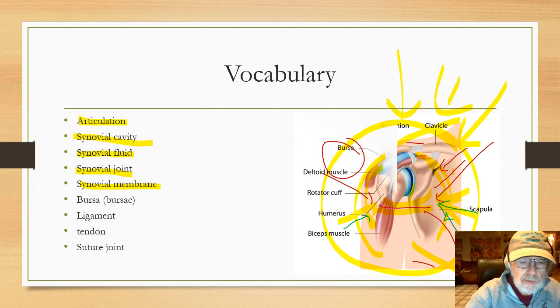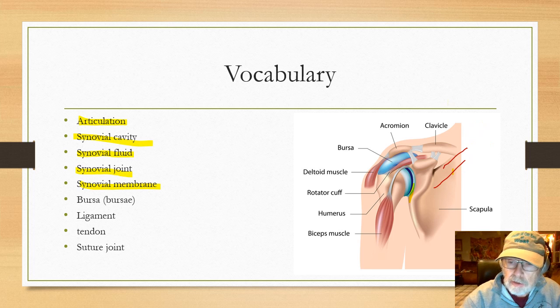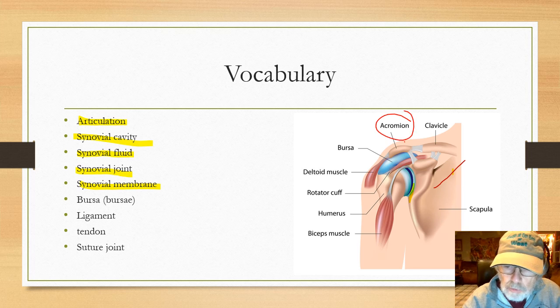Now, the bursa. Let me get rid of my scratches so I'm out of the way of the bursa. This is what we'd see in a shoulder. Here is the acromion, that little thing on the top of the shoulder, here is the scapula, and here is the clavicle, or collarbone.